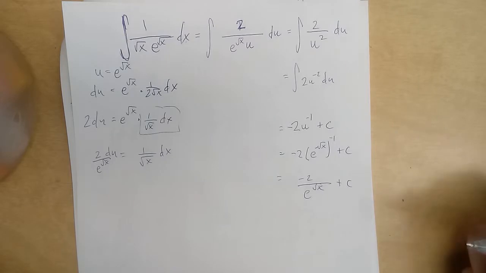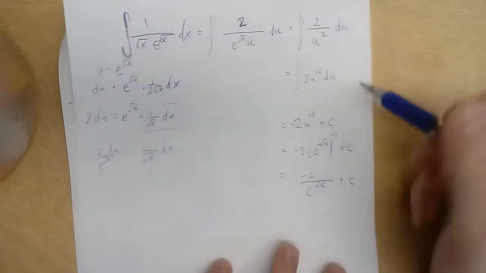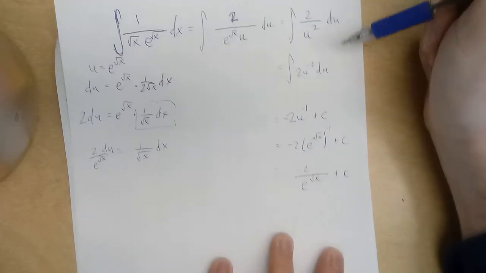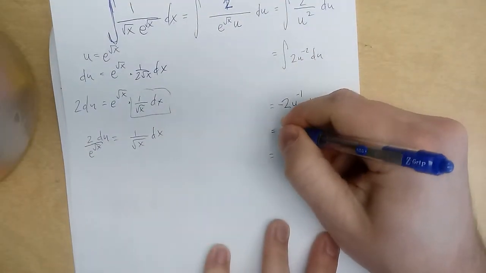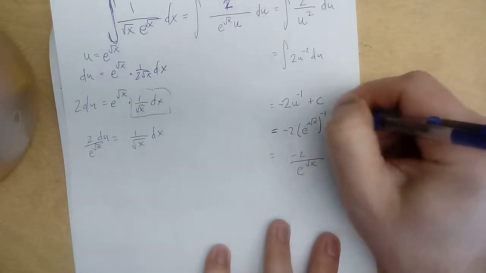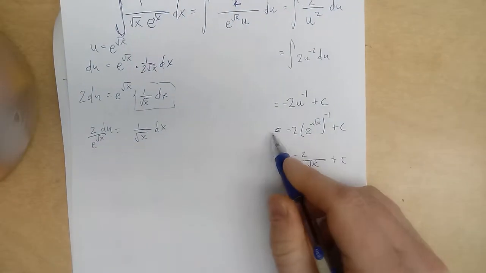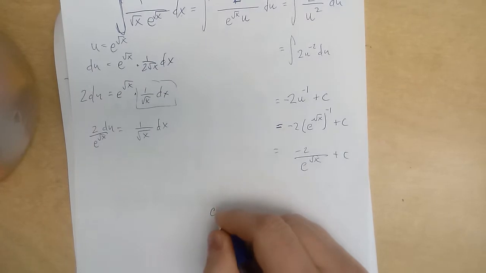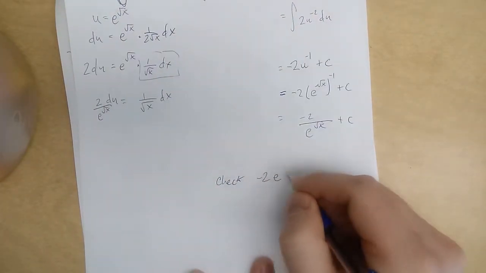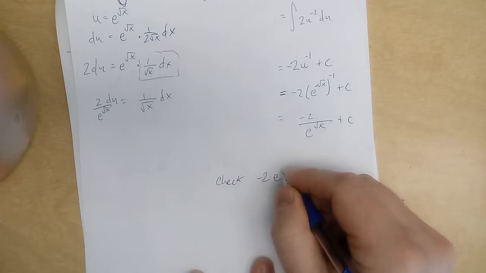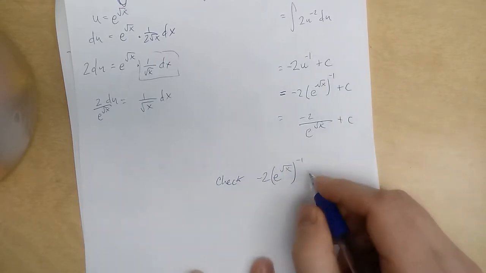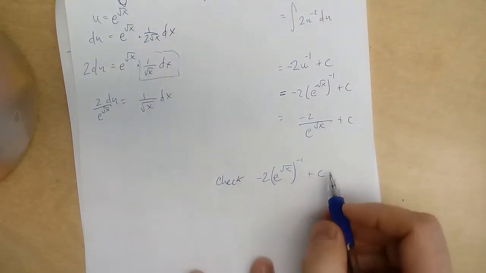So maybe you don't trust that kind of trickiness in there was valid. And I actually don't trust myself. So I'm going to take the derivative of this and see what we wind up with. So I'm going to check down here. So let's see what happens.